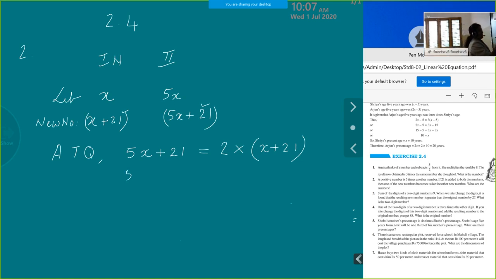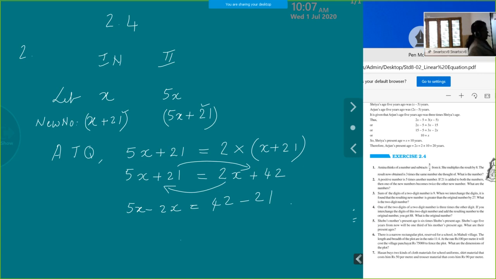Now we need to simplify. So this is going to be 5x plus 21 is equal to 2x plus 21 into 2, which is 42. Now collect all the x together to one side. We take 2x from the right side to the left side and 21 to the other side. So 5x minus 2x is equal to 42 minus 21. 5x minus 2x is 3x. This is equal to 21. So x is equal to 21 by 3, that is 7.